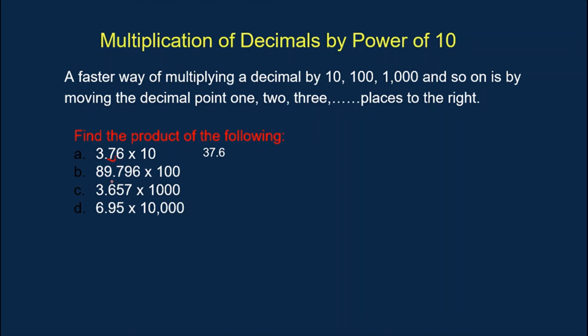Okay, so we have here multiplied by 100. 100 has 2 zeros, so we're going to move our decimal point 2 places to the right.